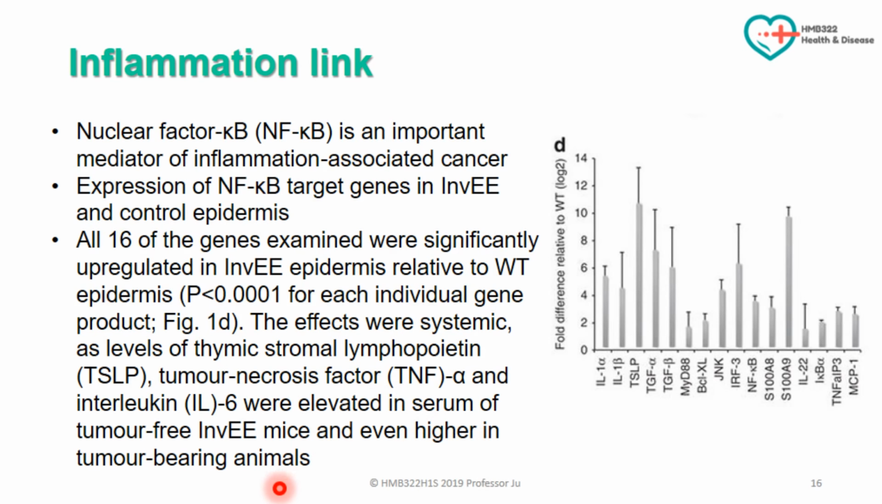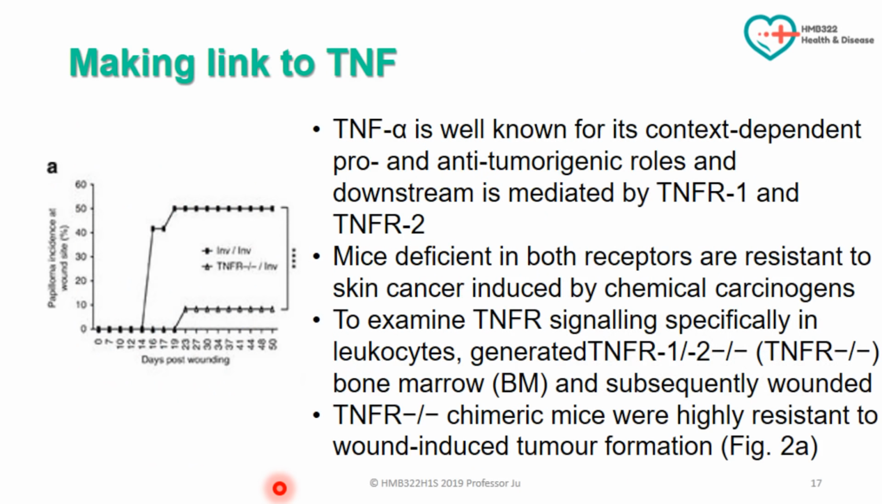So this suggests that there is an inflammatory pathway that is turned on by the NF-kappa B, and this is actually in the blood. It's systemically or found within the blood of these different animals. So there is chronic inflammation. There's absolutely no doubt that this inflammatory pathway is actually linked. So I'm just going to go through the slides related to TNF.